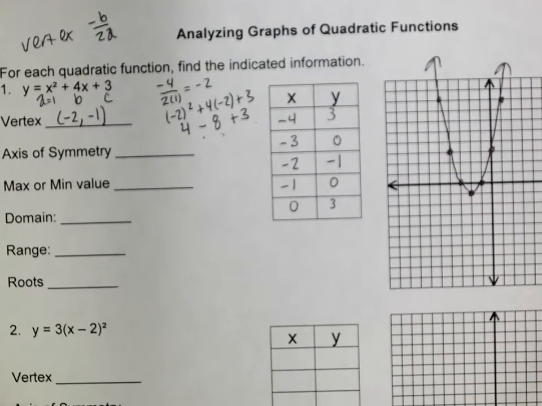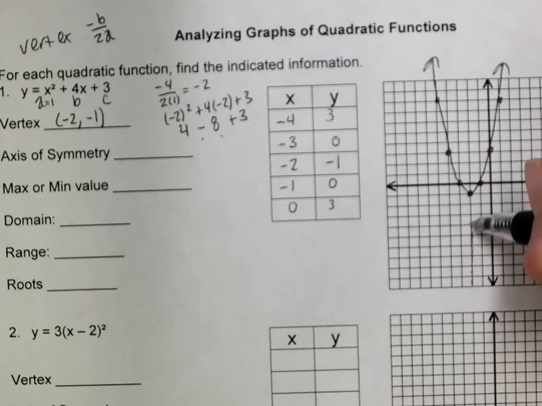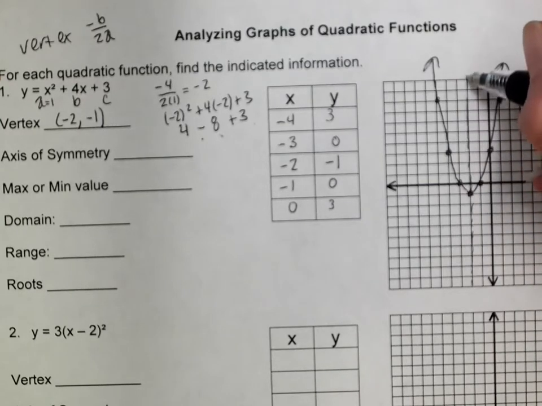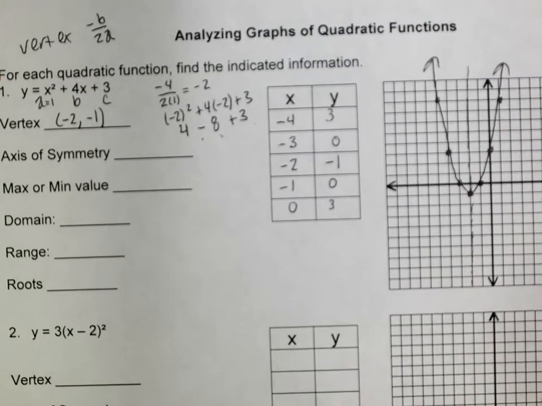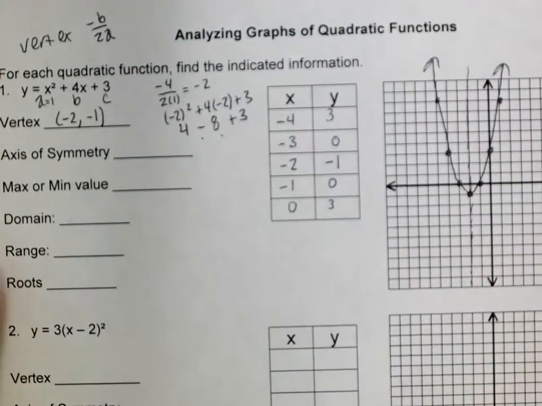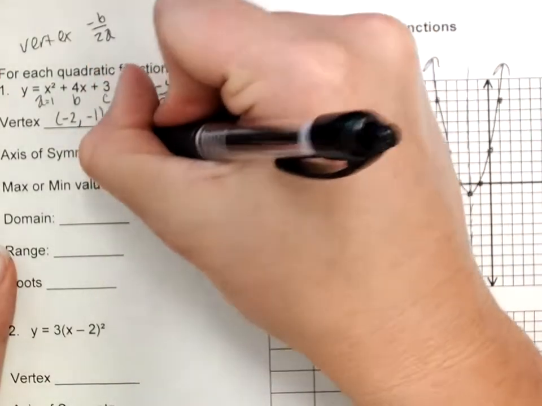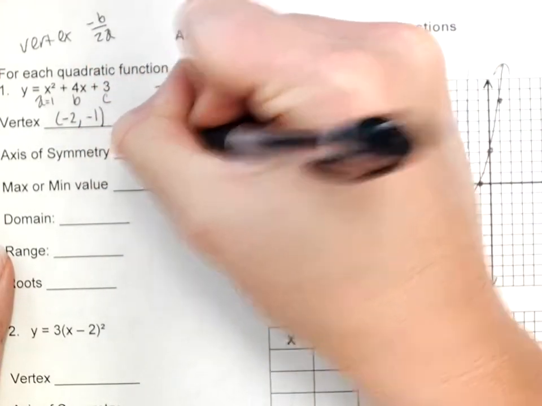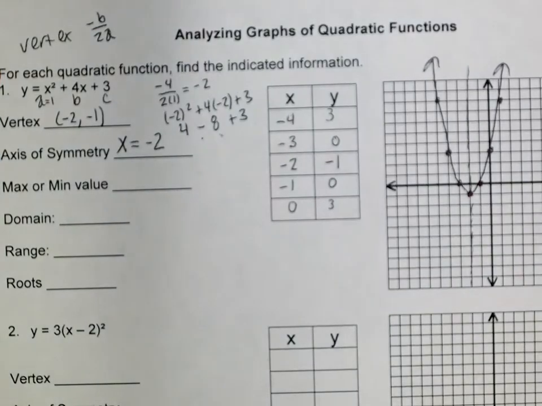Your axis of symmetry. Can you draw a line that would cut this graph perfectly in half? Okay. It would be a vertical line that cuts right through the middle of that. That is your axis of symmetry. Axis of symmetry is the equation of the line that cuts the graph in half. That's just going to be x equals the x value of your vertex every time. X equals the x value of your vertex.